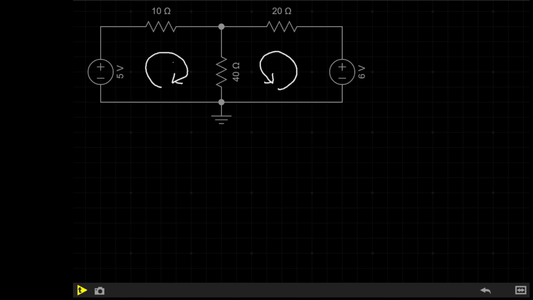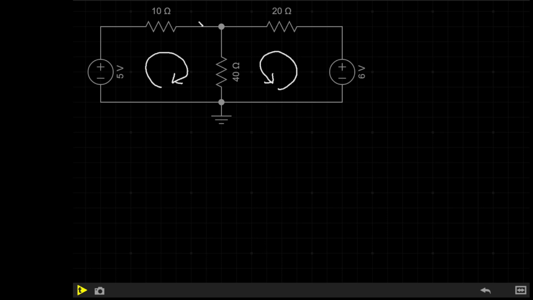Now, we know that the sum of voltage drops equals the sum of supply, but in this circuit we have at least 2 resistors in every loop, so we can't get a quick start like we could in the previous circuit. So instead we're going to have to form some equations. So let's write an equation to describe the voltage in the first loop.